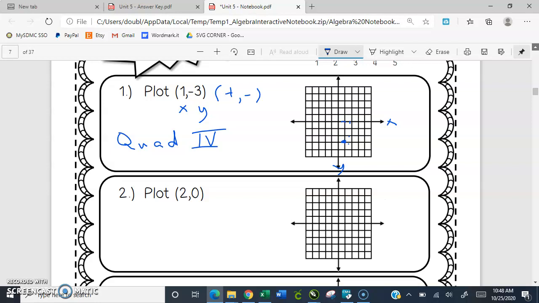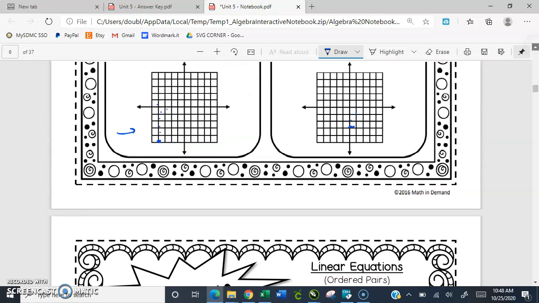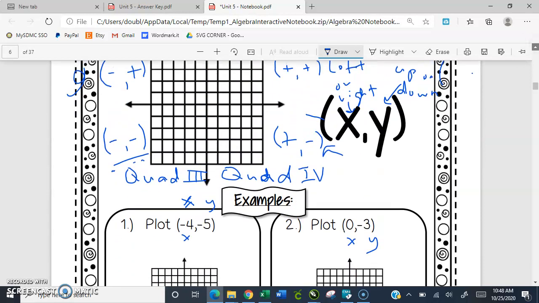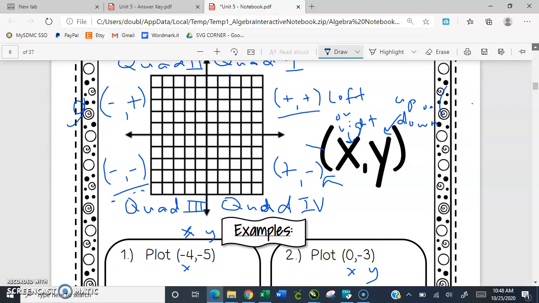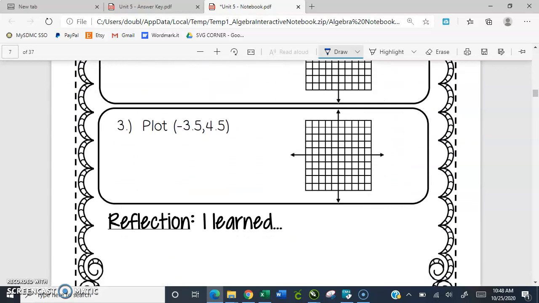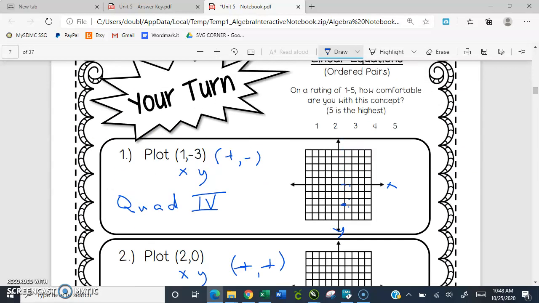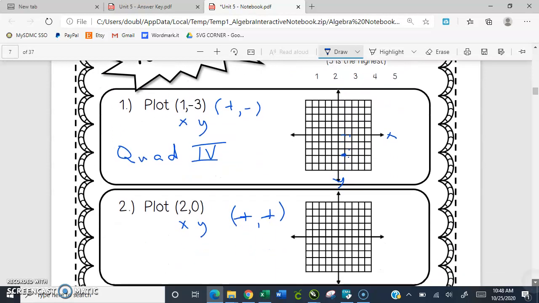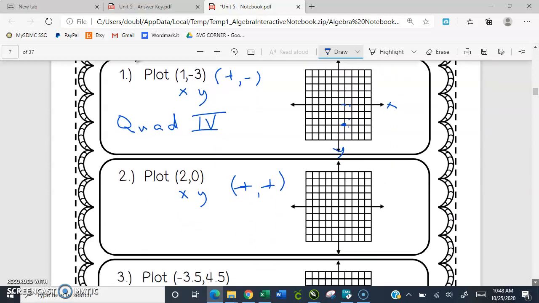All right, so for plot number 2, we have our x and y value, and both are positive. So we got plus and plus. So let's go up and see what quad we're in. It looks like we're in quad 1 because we're both positive. Now remember, 0 really is not positive or negative, but it can't be negative, so we leave it as positive. So this is quad 1, if that makes sense.